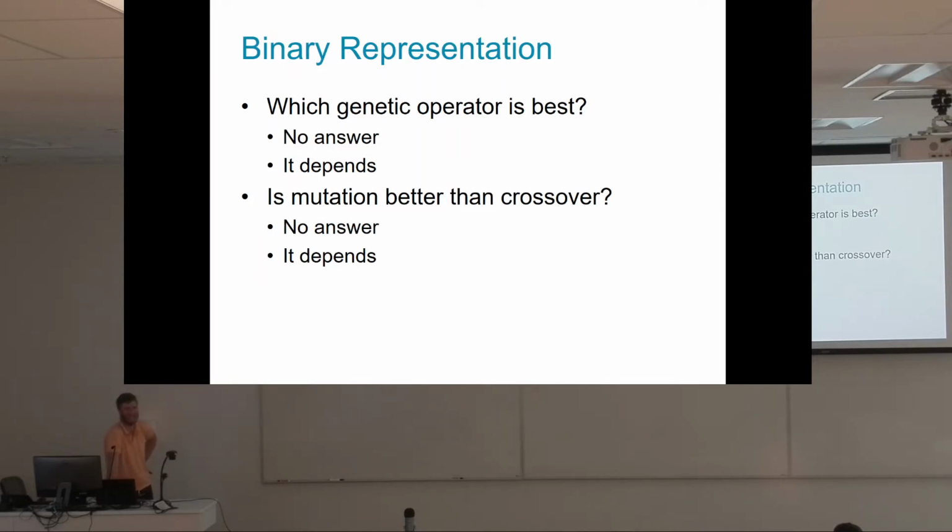It also depends on the time of evolution, right? Remember what we saw yesterday, where once you have no diversity, 1-point crossover is actually kind of terrible. So mutation becomes more important later in evolution in that particular scenario, but not all scenarios.